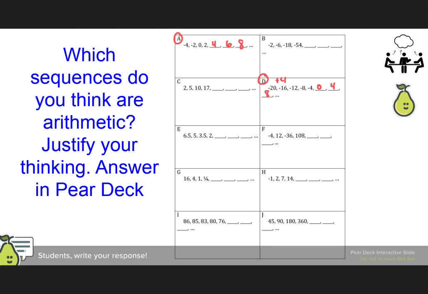And then the last one that's arithmetic is E. In this case, we are subtracting 1.5, so our common difference is negative 1.5. So this would be 0.5, negative 1, and negative 2.5. So for the first one, our common difference was positive 2 because we're adding 2. Second one, our common difference is positive 4. And our last one, our common difference is negative 1.5.